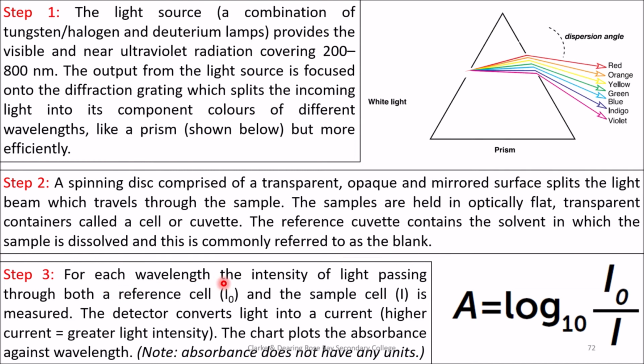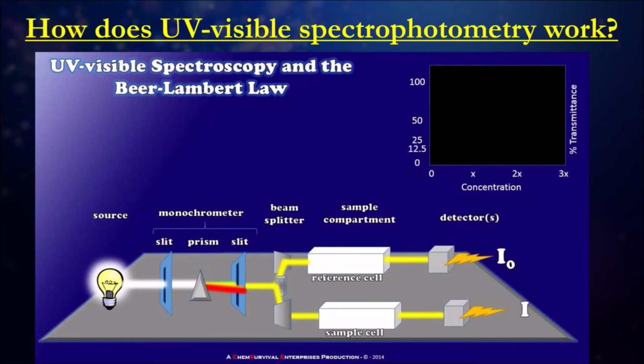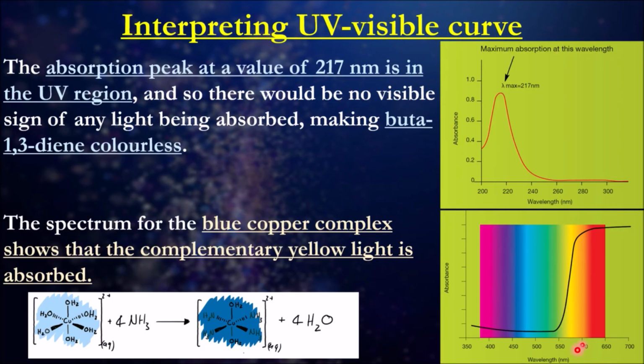For each wavelength, the intensity of light passing through both a reference cell, which we represent as I0, and the sample cell is measured. The detector converts light into a current. High current would equal high intensity, and the chart plots the absorbance against wavelength, which is what we saw here. And obviously that would explain to us where we would see maximum absorption.